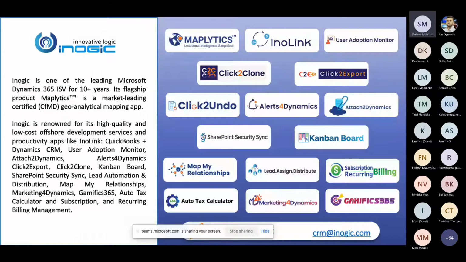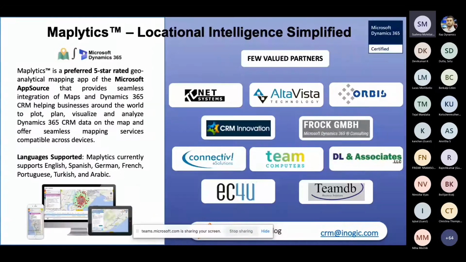Let's move on to Maplytics. Maplytics is a locational intelligence tool that is most preferred and it can be used to get the geographical insights for your CRM data. It is natively built inside the CRM, so everything runs within the CRM and no data is hosted outside the CRM.